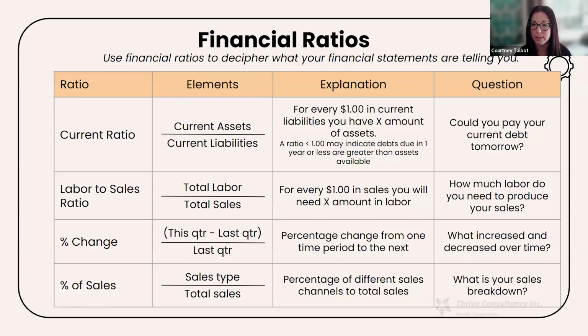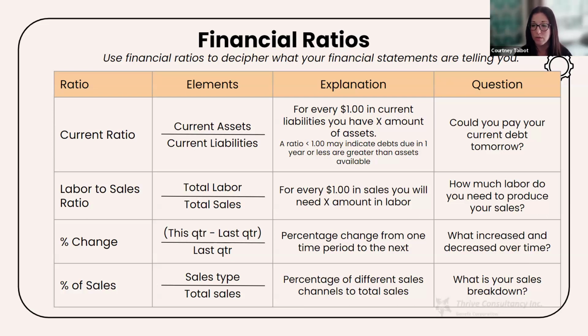Some of these may be confusing. As you get more involved and more confident with your financial statements, these ratios will start to make more sense. Let's go down to the next one, labor to sales ratio. This is answering the question of how much labor do you need to produce your sales volume? So you would take your total labor divided by your total sales. And what that says in words is for every $1 in sales, you will need X amount in labor to support that.